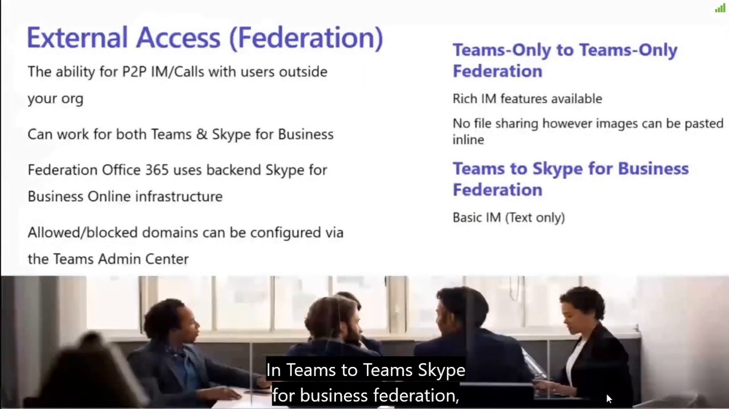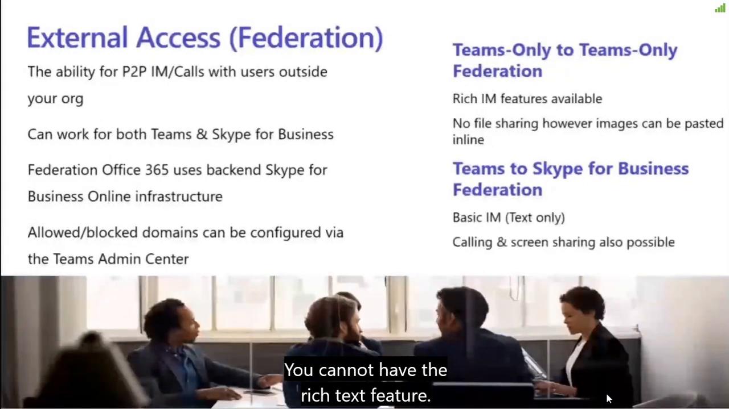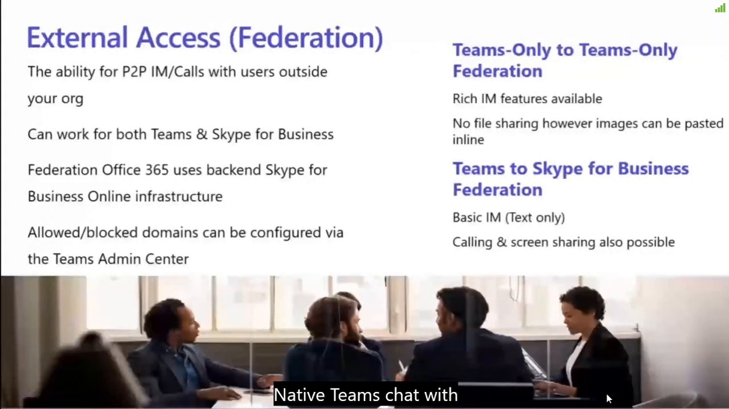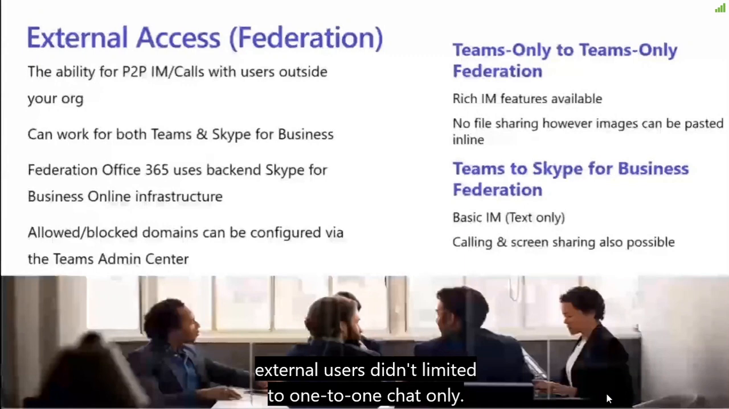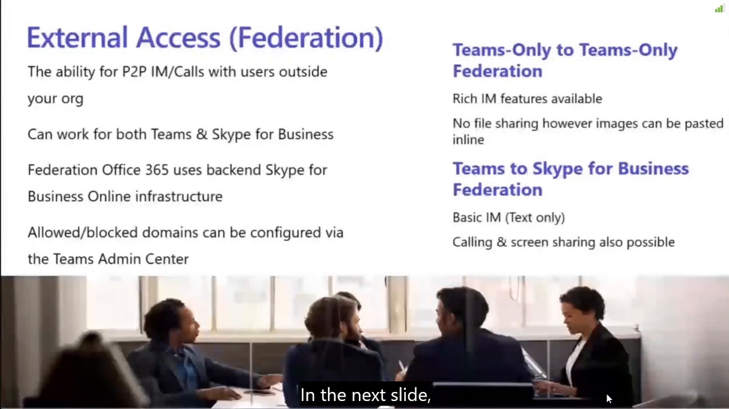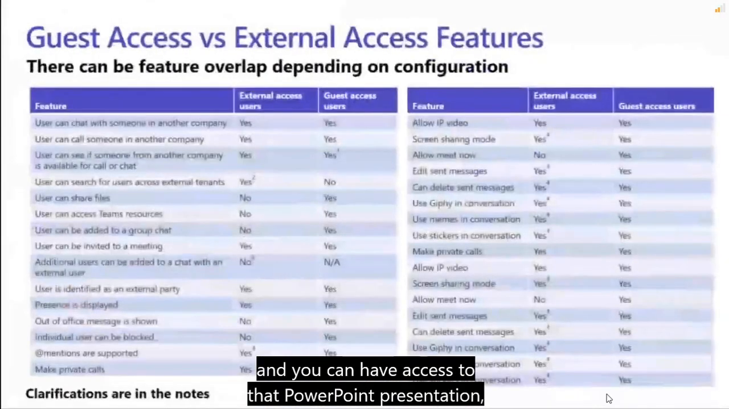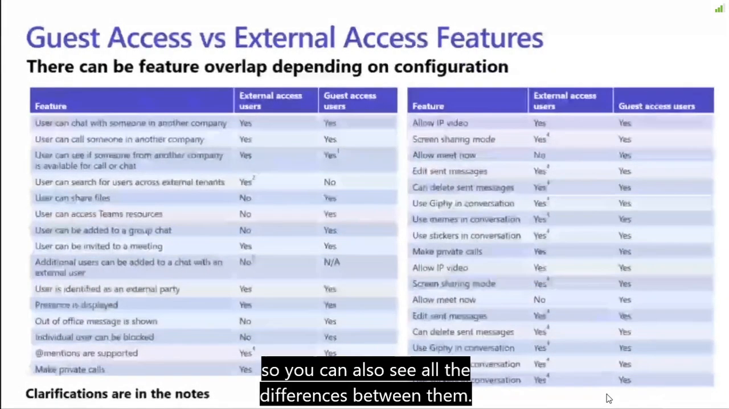In Teams to Skype for Business federation, you will see only basic IM text. You cannot have the rich text features. Calling and screen sharing are also possible. Native Teams chat with an external user is still limited to one-to-one chat only. An external user cannot do a group chat. In the next slide, I'm going to show you a sample of the differences, and you can have access to that PowerPoint presentation, so you can also see all the differences between them.